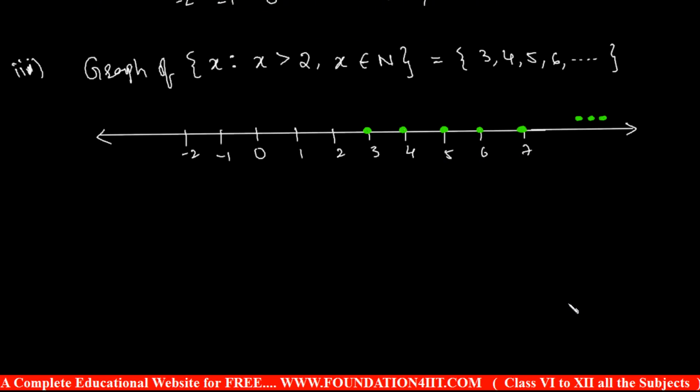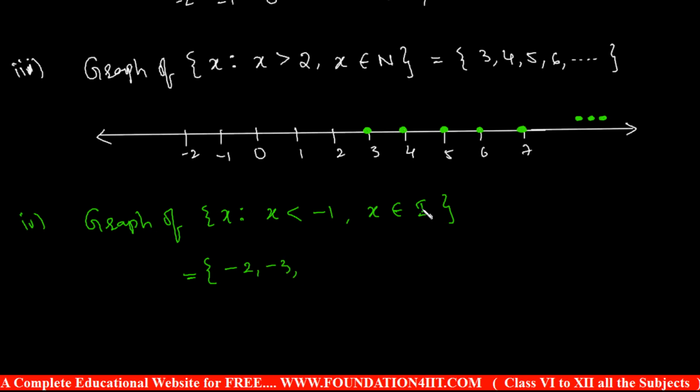Let's see one more. For example, the graph of, let's take integers. One question: graph of x such that x is less than minus 1 and x belongs to the integers, right? When we see the solution set, x is less than minus 1. So this is minus 1. Less than minus 1 is minus 2, minus 3, because x belongs to integers. In integers all the negatives are there: minus 2, minus 3, minus 4, and so on.